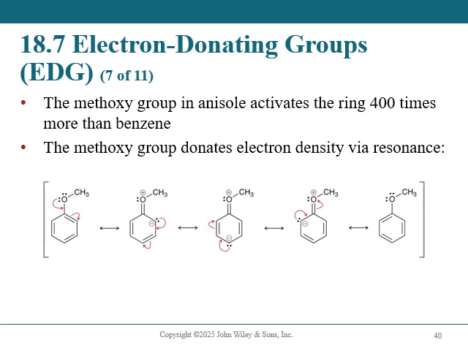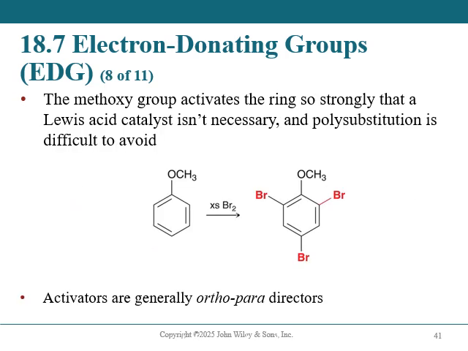The methoxy group in anisole activates the ring 400 times more than benzene. The methoxy group donates electron density via resonance. So you can see here that the lone pair sort of moves and then generates that stabilization via resonance that we've seen so far. The methoxy group activates the ring so strongly that a Lewis acid catalyst isn't necessary, and polysubstitution is difficult to avoid. Activators are generally ortho-para directors.